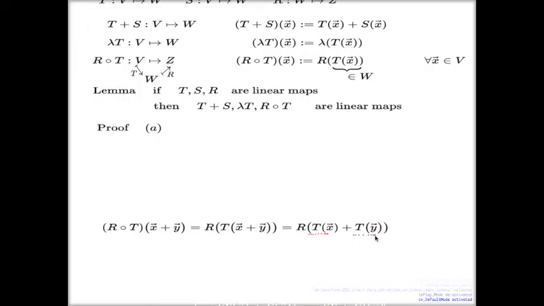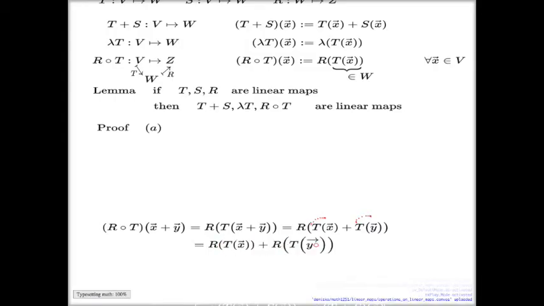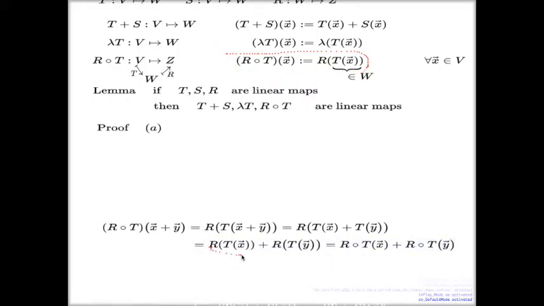Next, I'm using the fact that R is a linear map, so I can split this R of the sum of T of x and T of y into individual R applications, R of T of x and R of T of y, and then I can use this in reverse and just say each of the terms here is R circle T of x and R circle T of y. That's all there is to it.